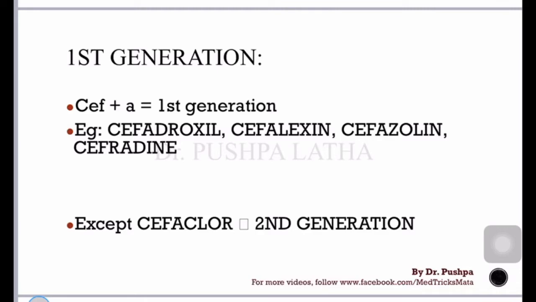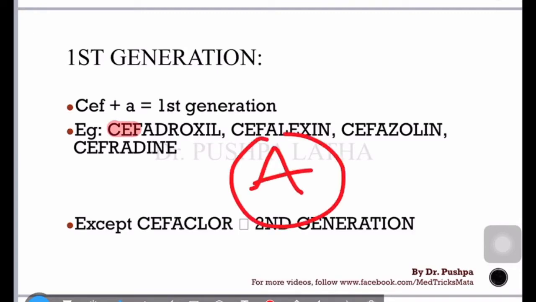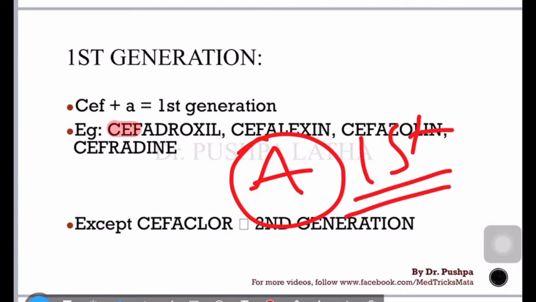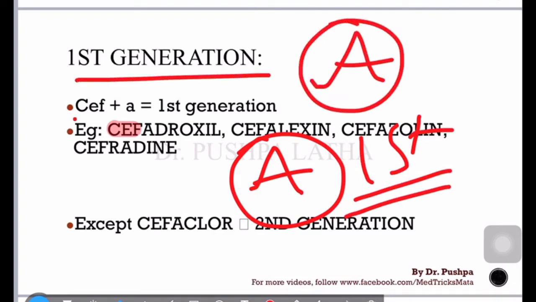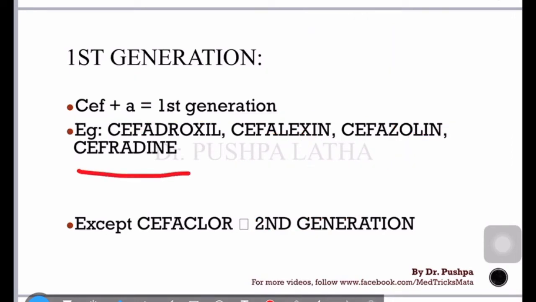First generation: whatever the name is, it will be Ceph, but after Ceph there will be A. Remember, A is the first alphabet, right? So that's why the first generation will always have A just beside Ceph. That will be considered as the first generation cephalosporins. They are cephadroxil, cephalexin, cefazolin, and cephradine.